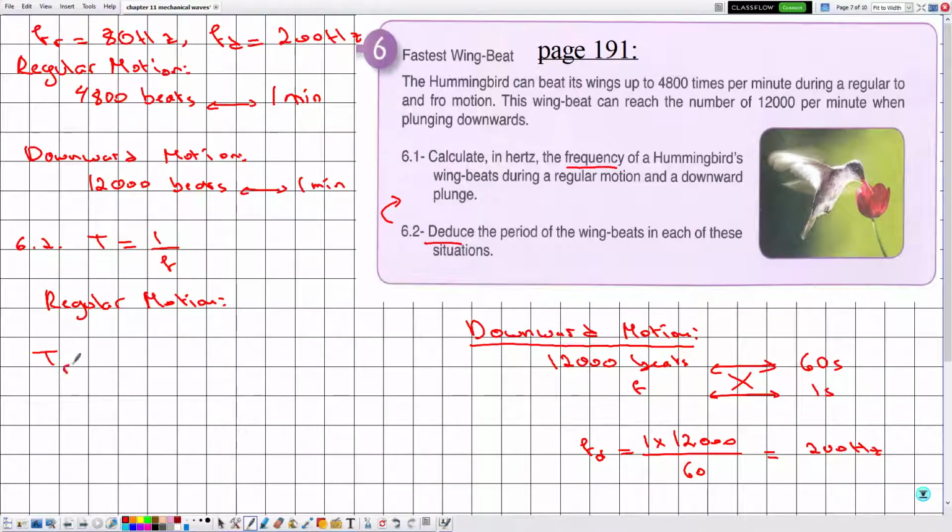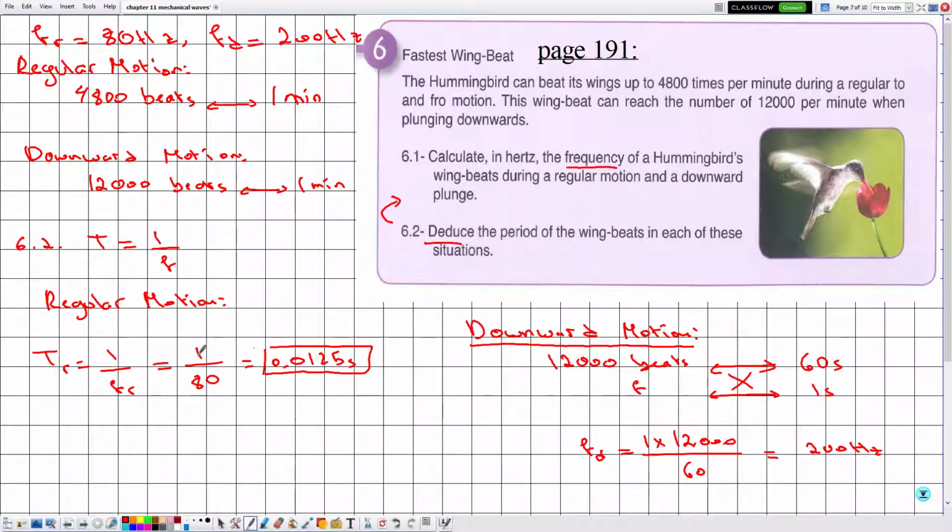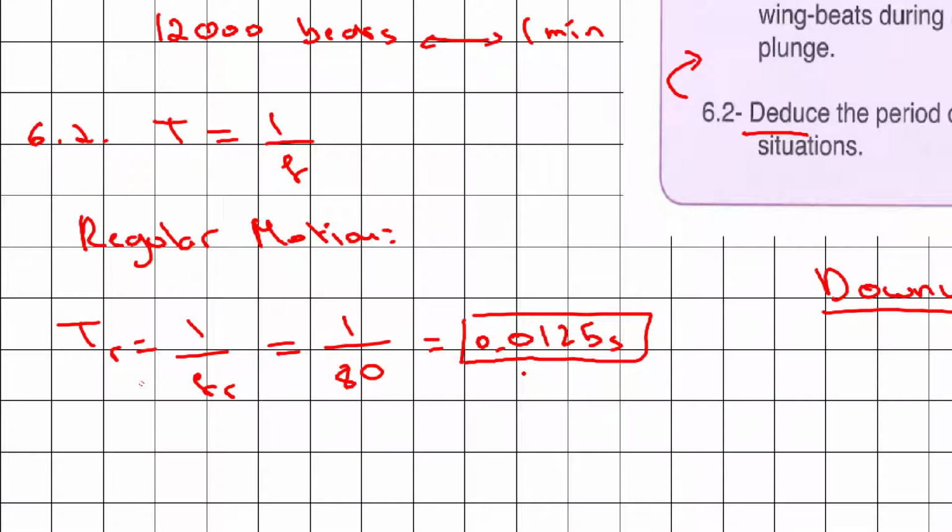The period T_R, corresponding to the regular frequency, would be given by 1 over 80. So 1 divided by 80 on the calculator, then the value of the period would be given by 0.0125 seconds. This is the period corresponding to 1 beat during the regular motion. So in order for the wings to beat, to move from point A, then to point B, then back to point C, during a regular motion, it takes an amount of time given by 0.0125 seconds.